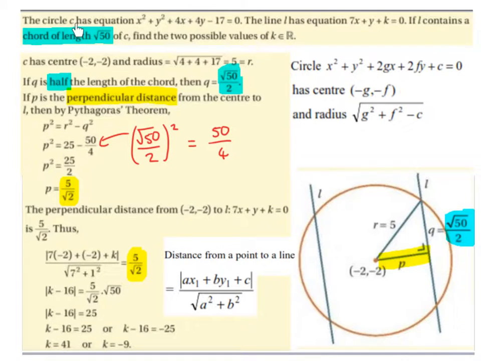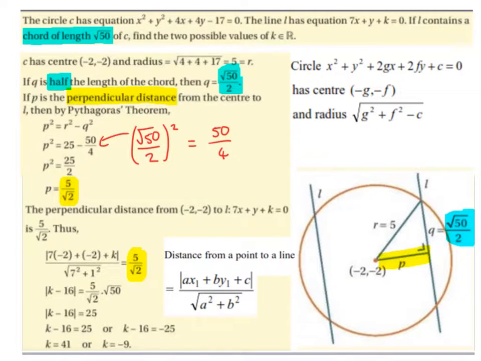The circle C has the equation x squared plus y squared plus 4x plus 4y minus 17 is equal to 0. The line L has the equation 7x plus y plus k is equal to 0. If L contains a chord of length root 50 of the circle C, find the two possible values of k, if k is an element of the real number set.